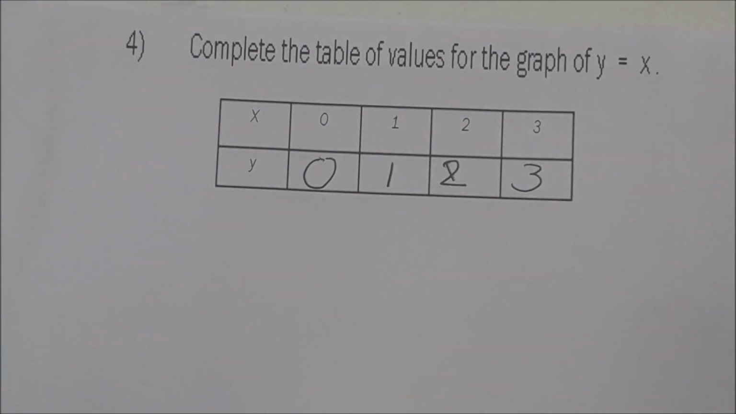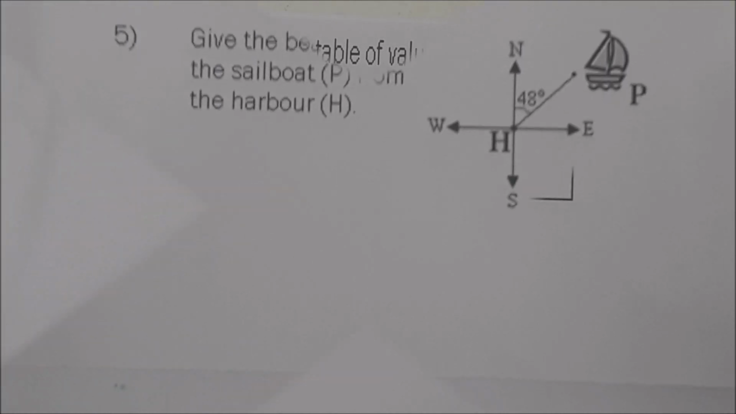So what did you do? I substituted for y is equal to x. Yeah, the values for x. All you did is substitute the values that they have for x to give you the values for y. So you get 0, 1, 2, 3. Hope you guys got that one correct.